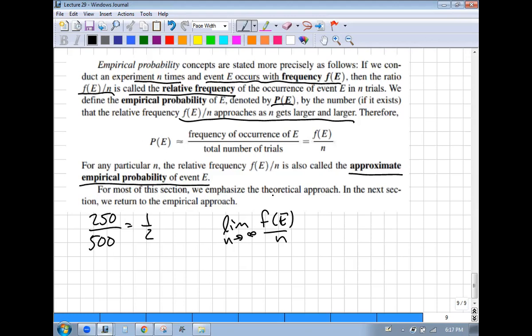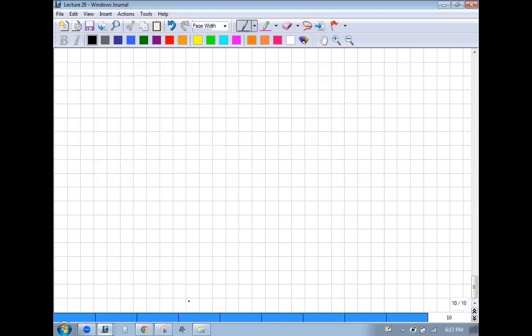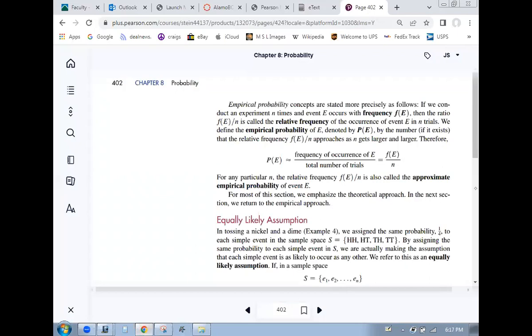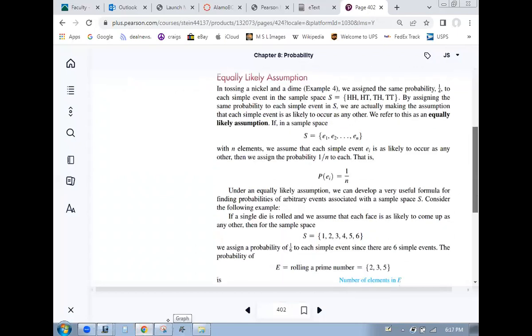So for this section, we're going to use the theoretical approach. In the next section, we'll return to the empirical approach. We're not going to make it to the empirical approach. So here we're doing everything purely theoretical in our brain.